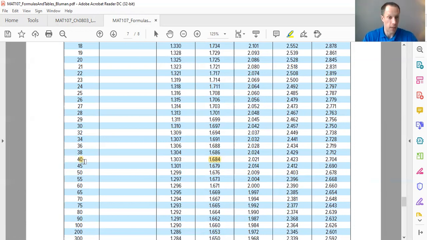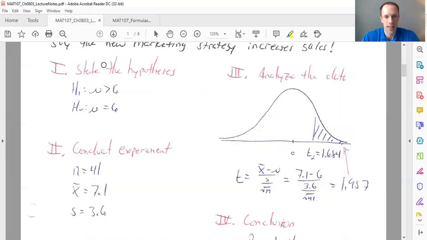Okay, but the degrees of freedom actually is 40 in this case. And so we have our 1.684 critical t-score. So I mark that as the t-score that separates the shaded and the unshaded areas here. Then I convert my sample average into a t-score. So sample average minus population mean divided by, this time, sample standard deviation over the square root of the sample size. So 7.1 is the sample mean, minus, if we assume the null hypothesis is true, like we do in a hypothesis test, we're assuming the population mean is 6. So 7.1 minus 6. And then the sample standard deviation is 3.6, and that gets divided by the square root of the sample size.